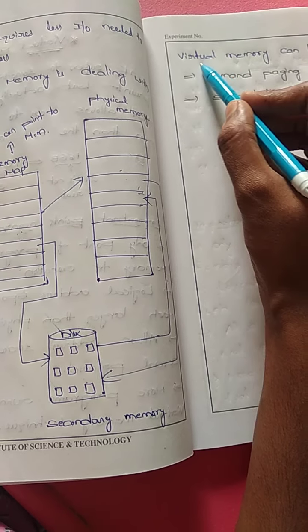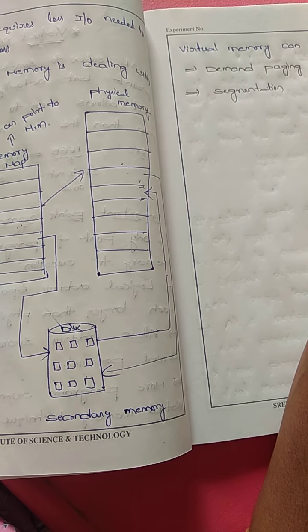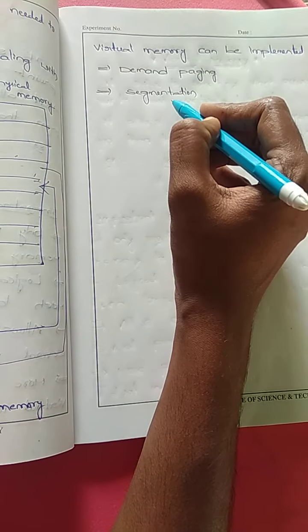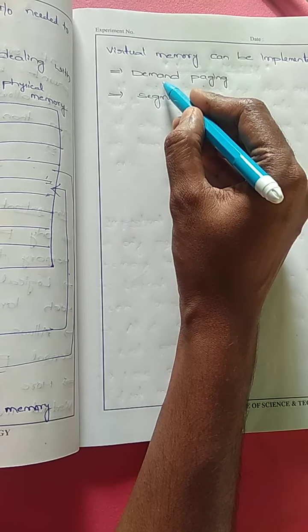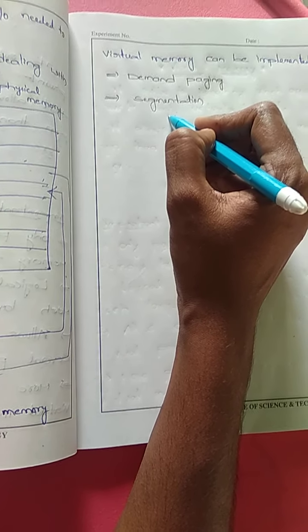Now virtual memory can be implemented by two techniques. The first one is demand paging and the second one is segmentation. In the next video we will discuss what we mean by demand paging and what we mean by segmentation.